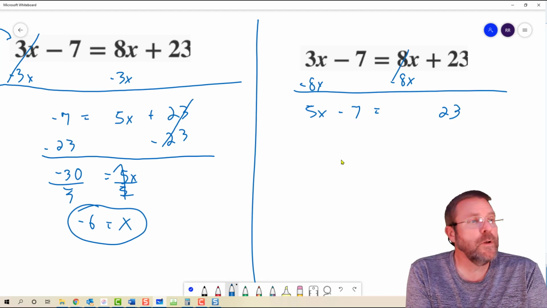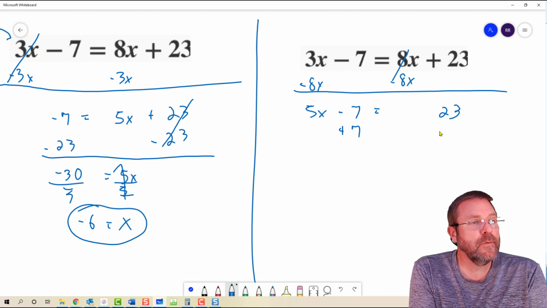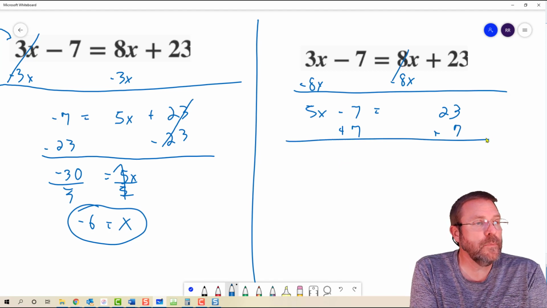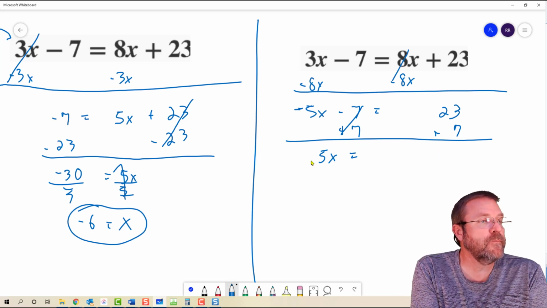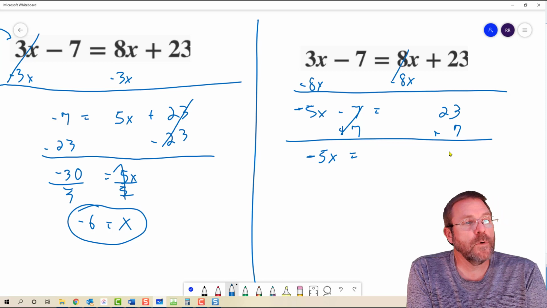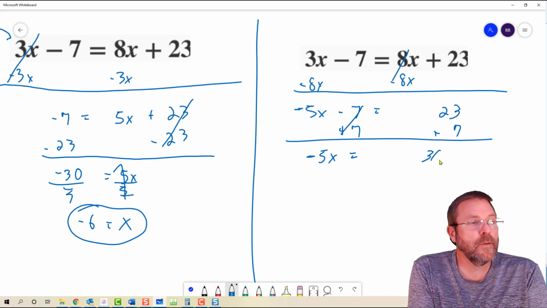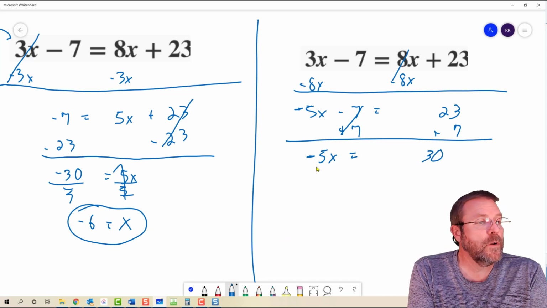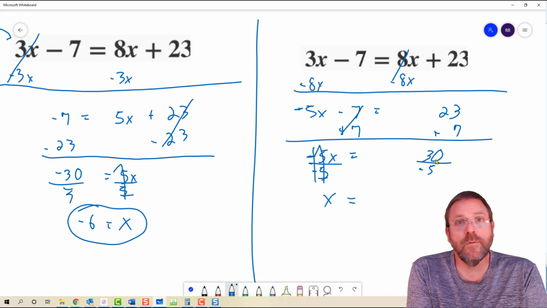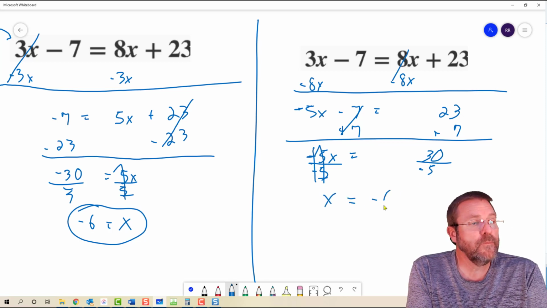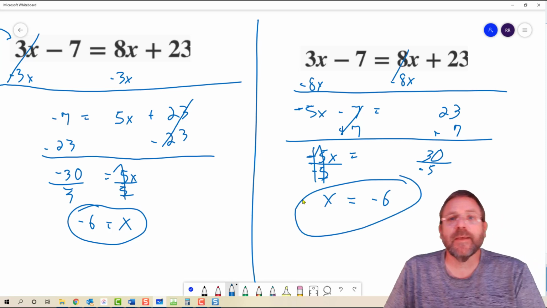From here, I'm undoing addition and subtraction by adding 7 to both sides. Those just zeroed out, leaving negative 5x is equal to what? I'm sorry, that should be a negative 5 right there. And then we're getting negative 5x is equal to what? A positive 30. And then we're going to undo multiplication by dividing by negative 5 on both sides. The negatives and the 5s divide out, leaving x is equal to a positive 30 divided by negative 5. You get the same exact answer.